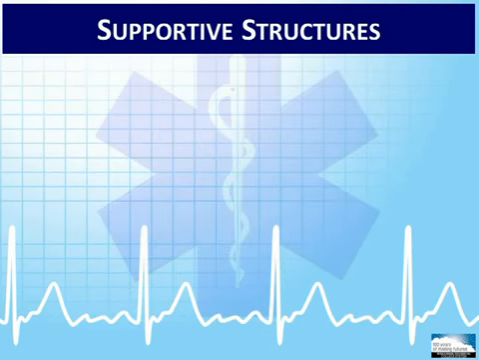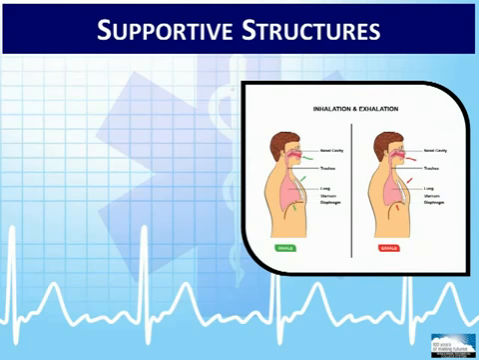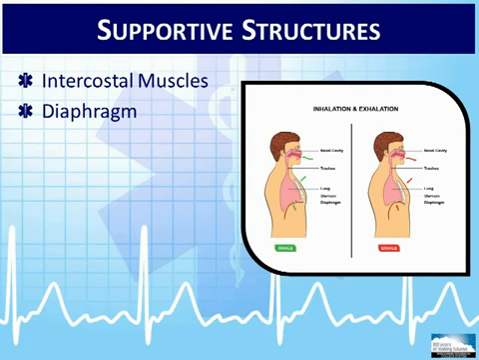In addition to the structures that comprise our upper and lower airways, there are other structures within our body that are essential to supporting ventilation. We have muscles that exist between our ribs. These muscles are called intercostal muscles. We also have a diaphragm, which is a large muscle that sits inferior to the lungs. These muscles work in conjunction with our chest wall to produce both positive and negative pressure in our lungs.